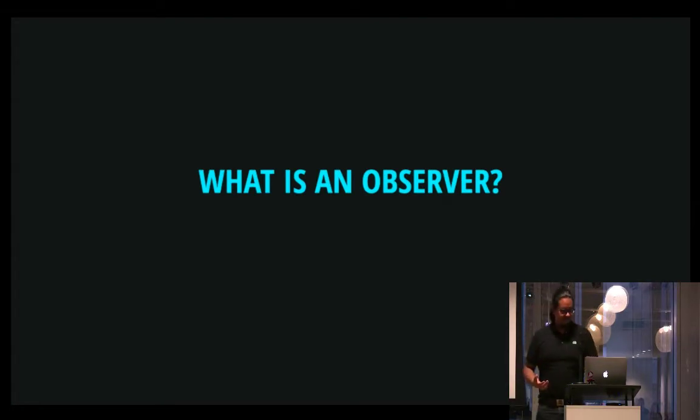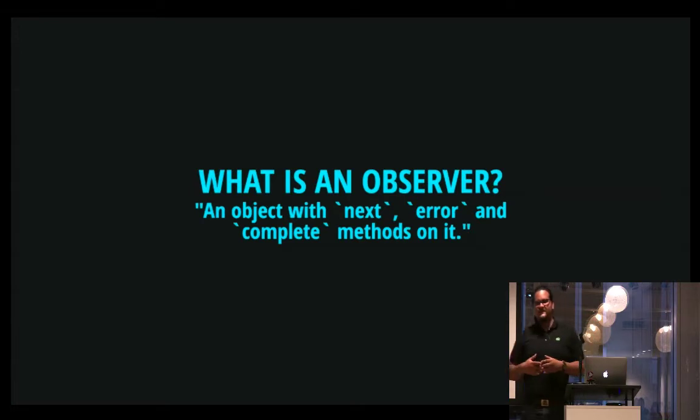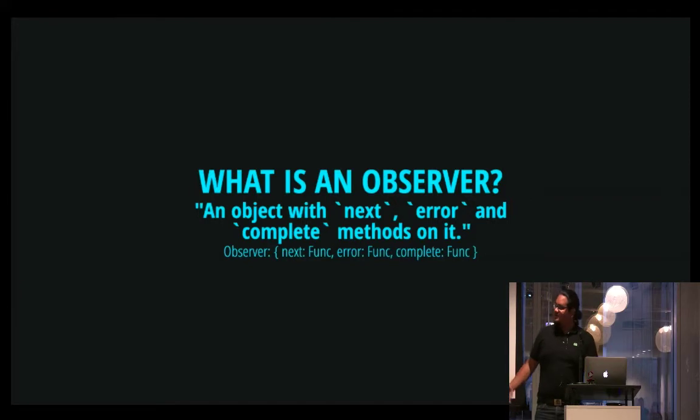What is an observer? An observer is just a plain JavaScript object, and it has three methods on it: the next, the error, and complete methods. And again, if I give you the typing here, we'll see that it's just a plain object: next, error, complete, and these three methods are functions.